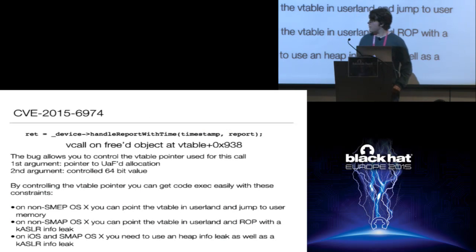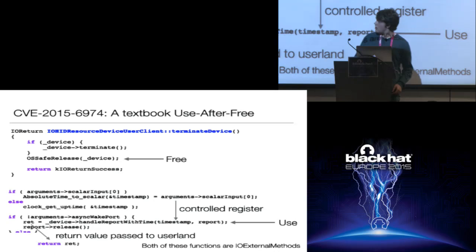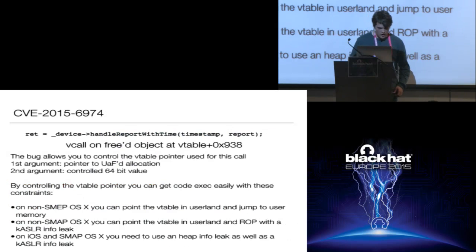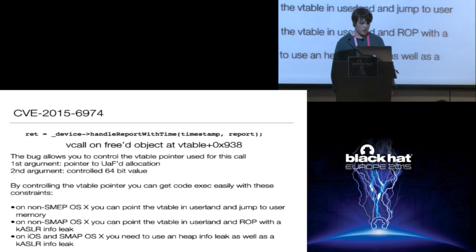So here's the virtual call we can do on our use after freed object. As you can see, you can control timestamp, which is the first argument, and you can see this here, control register. And the second argument, the first argument since this is C++, is a pointer to the object which is freed, and we have full control on this object. So we control the data, we can reallocate another object and just cause a virtual call to corrupt the object itself. We can do this on non-SMAP OS 10 very easily by just pointing the table pointer in user land and jumping to user land memory.